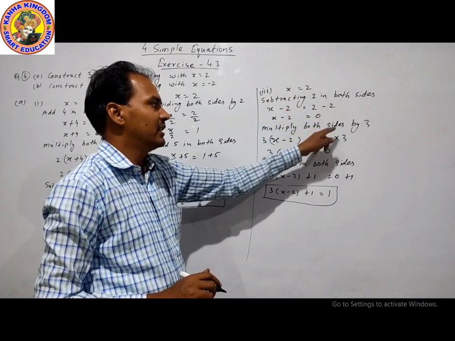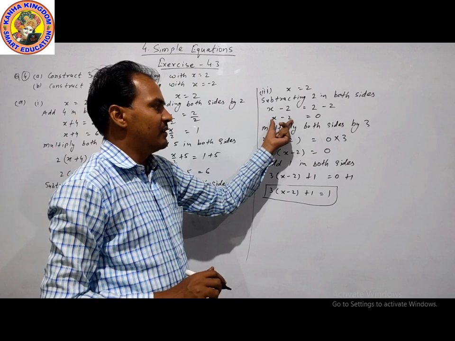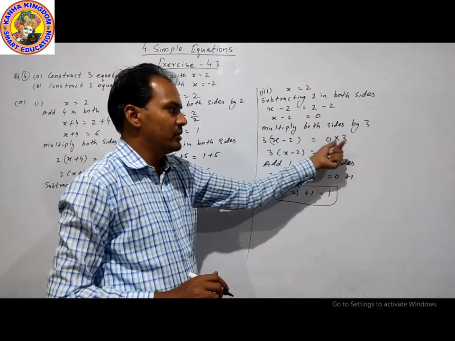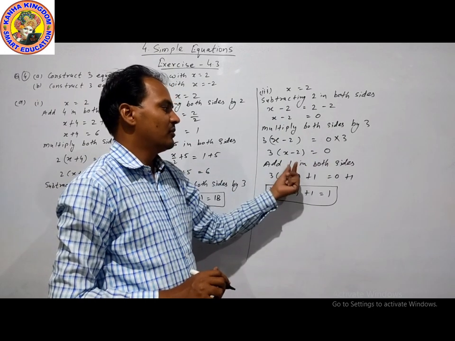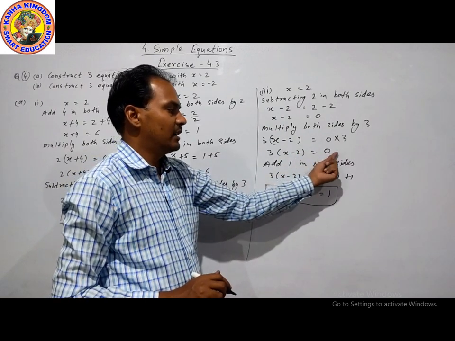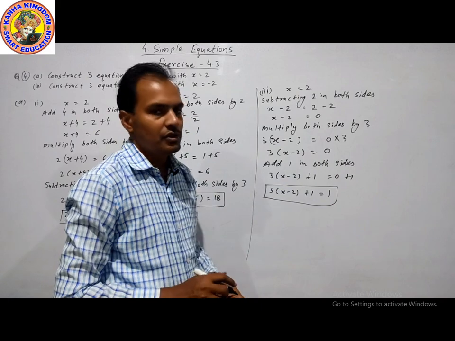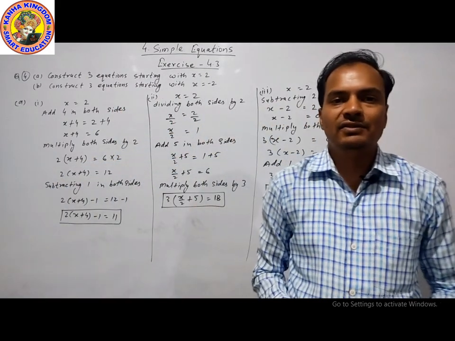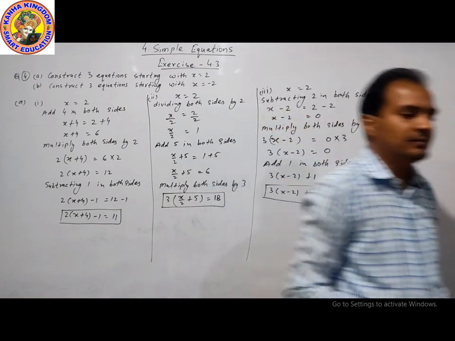Now multiply by 3. Here we will make a bracket, then multiply by 3. 0 into 3 is 0. Now we will add 1, plus 1 and plus 1. This is our third equation. You can take a screenshot of this. We will move to our next part.